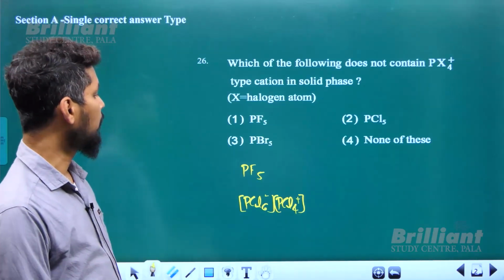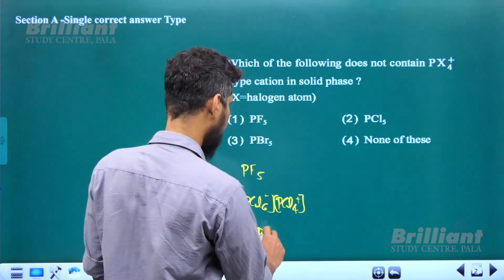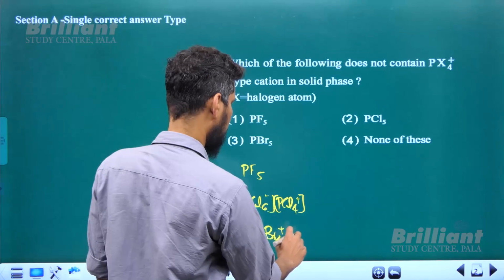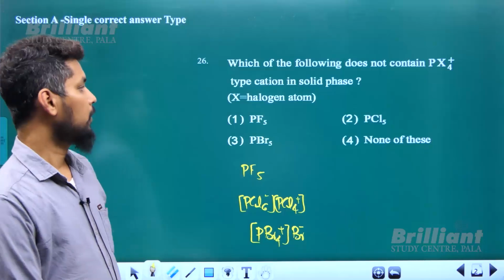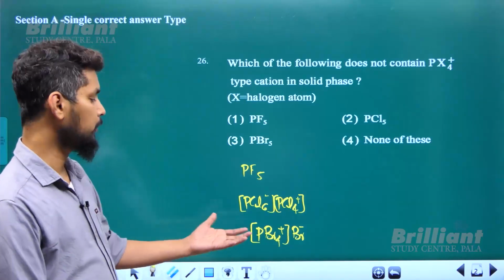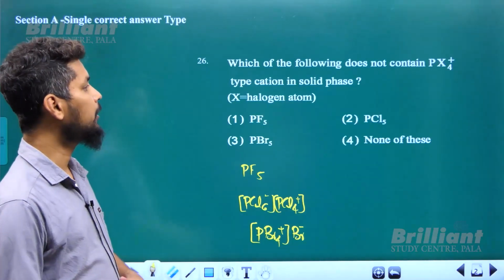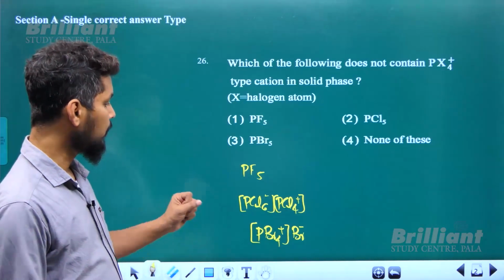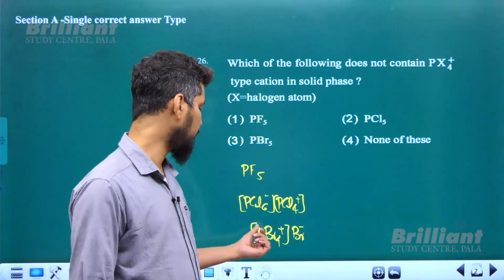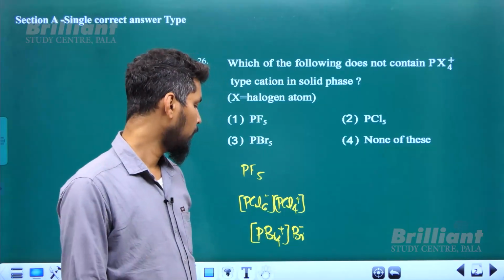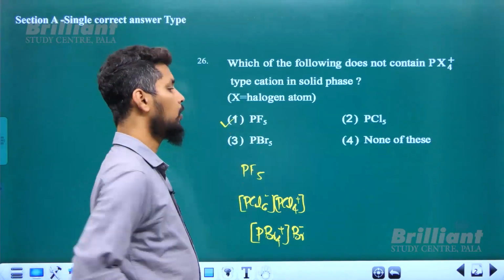Now coming to PBr5. In solid state it exists as PBr4 plus and Br minus. This is how these molecules exist in the solid phase. So which one of the following does not contain PX4 plus? PCl5 has PCl4 plus, and PBr5 has PBr4 plus. So the one without it is PF5. So the correct answer will be option 1.